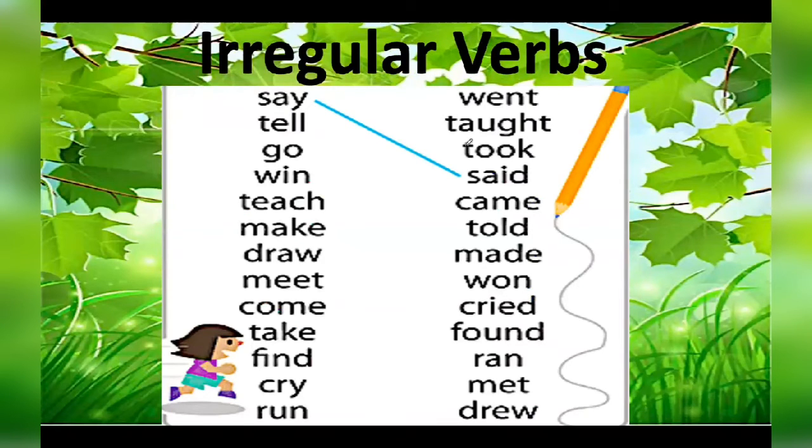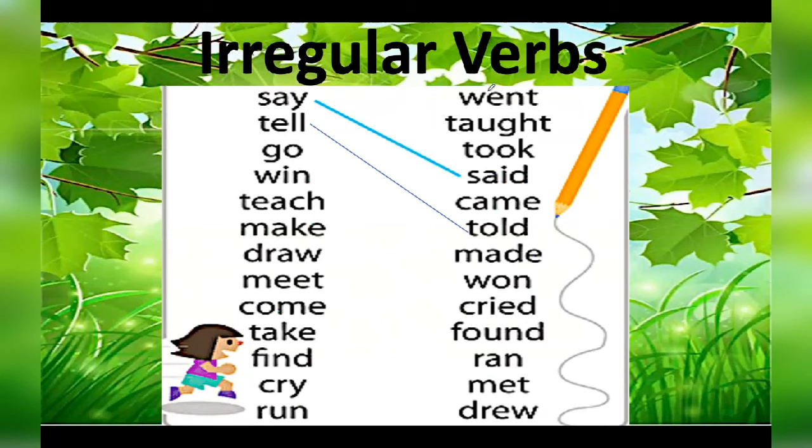Now we have the exercise of irregular verbs. What we have to do, we have to match the verb with the second form of it. Okay, say has the second form said. Now tell. Let's just find the second form of the verb tell. Went, taught, took, said, came, told. Here we have got it. Tell, told.